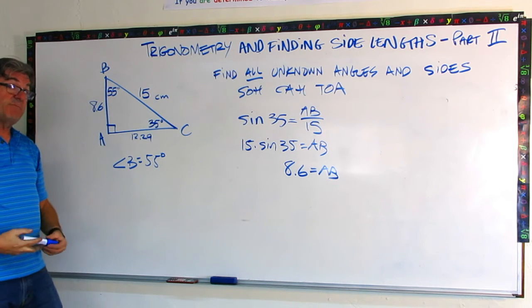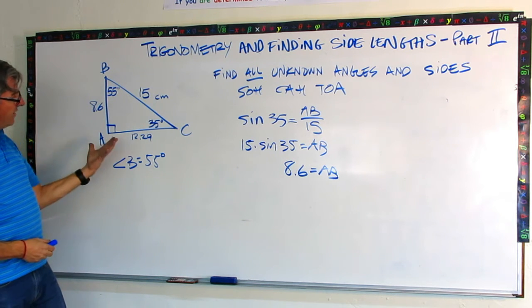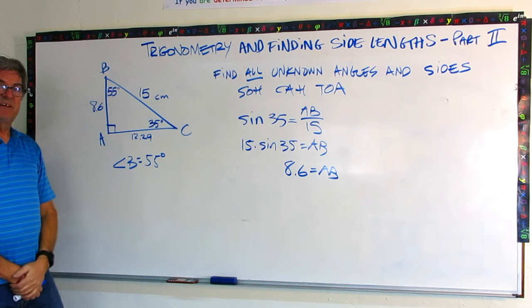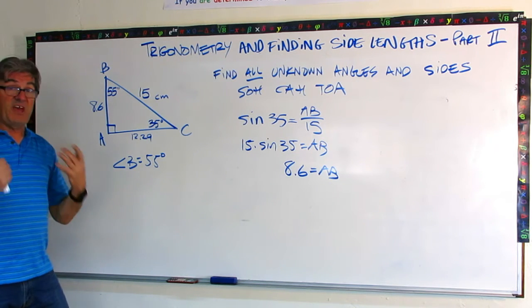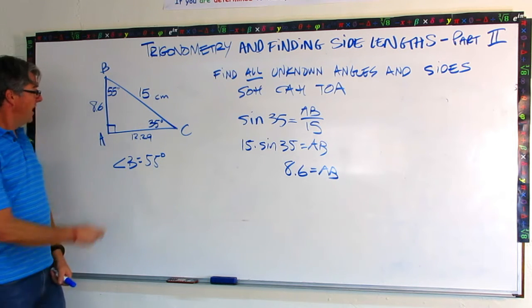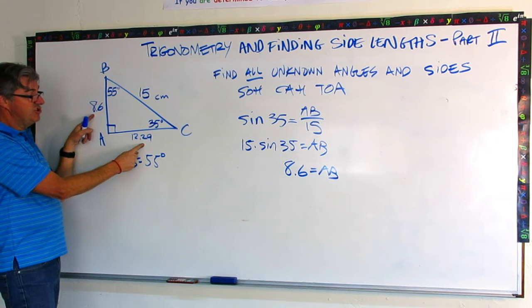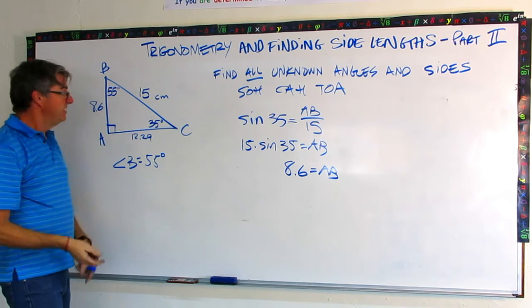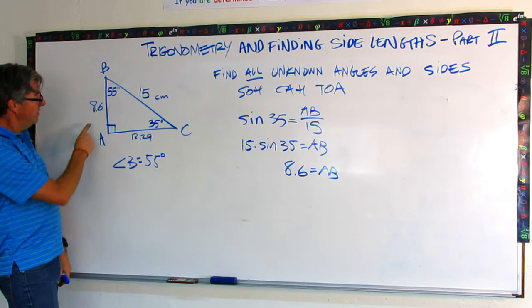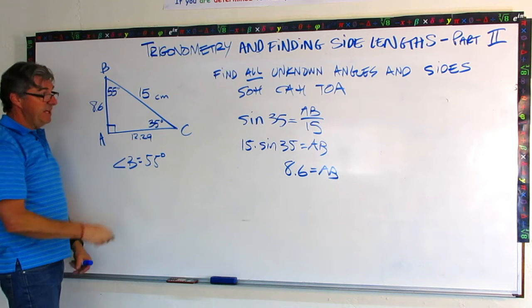How could I check my sides? Think about that. I have a right triangle. Now I know all three sides. How could I check it? If you thought Pythagorean theorem, you're right. I can square this, add it to the square of this, and that should equal the square of 15, which is 225. So if you want to check that right now, pause the video, square 8.6 and add it to the square of 12.29, and that should be about 225.